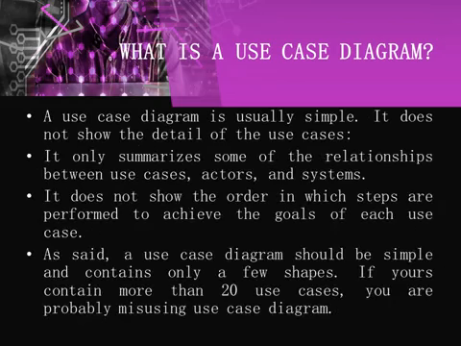A use case diagram is usually simple. It does not show the details. It only summarizes some of the relationships between use cases, actors, and systems. It does not show the order in which steps are performed to achieve the goals of each use case. As said, a use case diagram should be simple and contain only a few shapes. If yours contains more than 20 use cases, you are probably misusing the use case diagram.